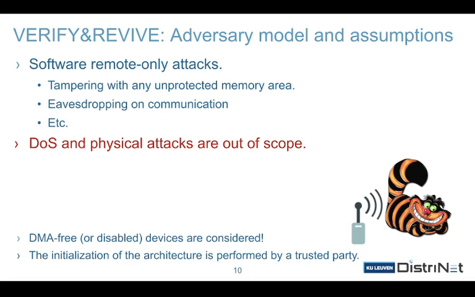Before diving into the details of Verify and Revive, we would like to clarify our adversary and network models. The attacker model is similar to all existing hybrid schemes. We consider all remote attacks by all means. We rule out physical and DoS attacks. As for the specification of devices, we don't consider DMA-enabled devices. And we assume that our architecture is initially deployed by a trusted party.